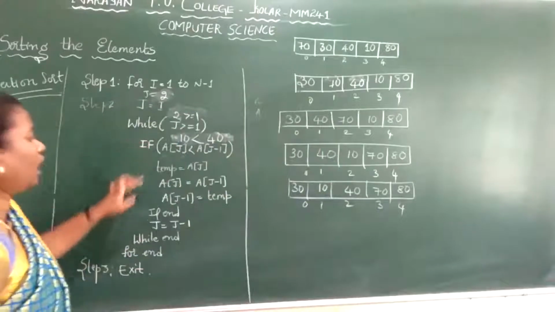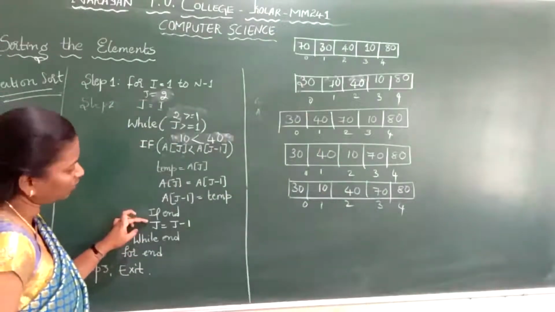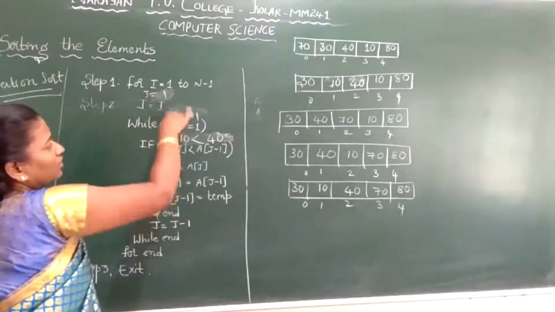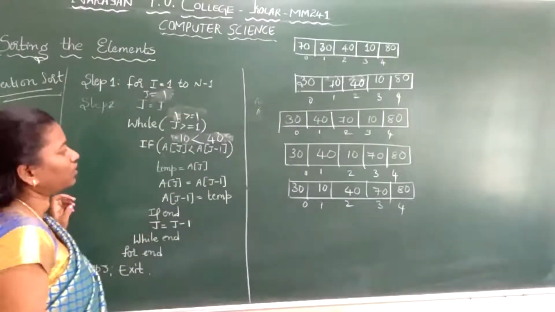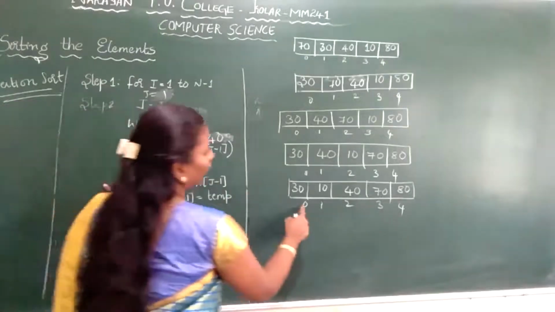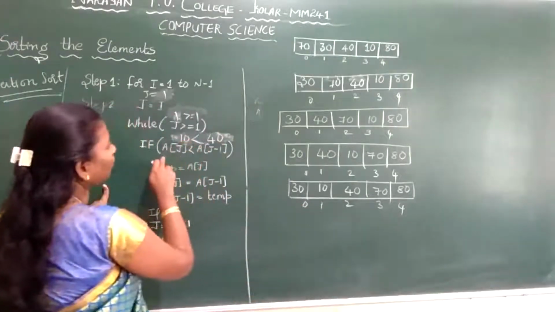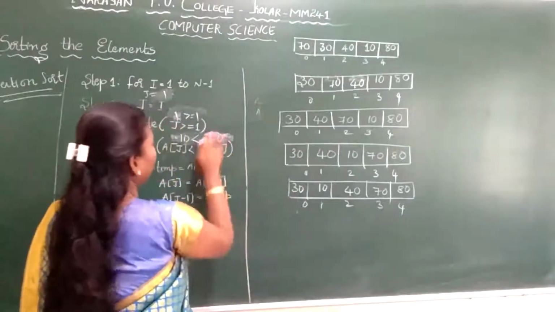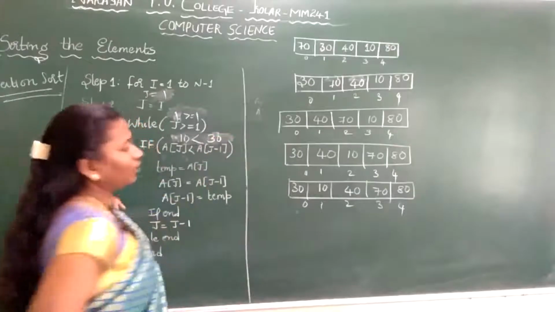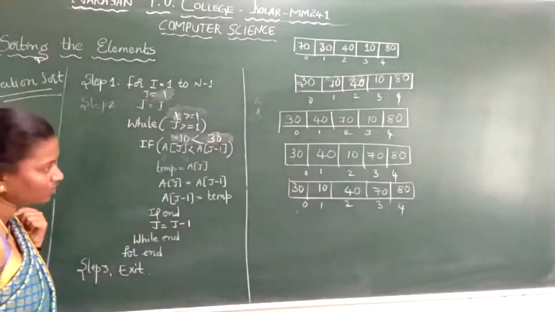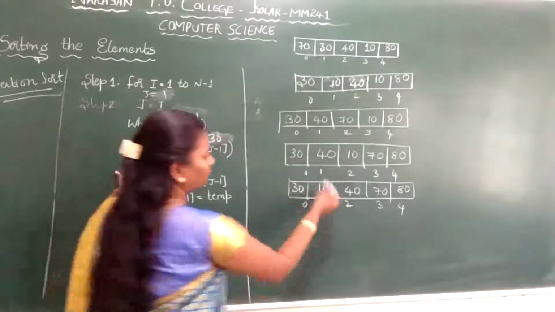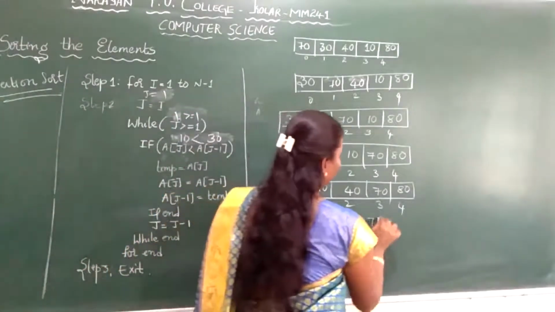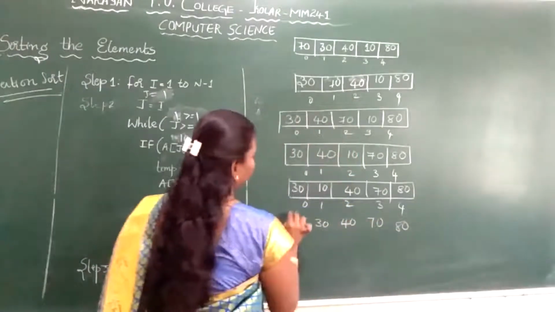Okay. Now again j will become j minus 1, that is 2 minus 1 is 1. Now what is the j value? 1. 1 is greater than or equal to 1. Yes, condition satisfied. Now what is A of 1? A of 1 is 10. Now A of 1 minus 1 is A of 0, that is 30. So 10 is less than or equal to 30. Yes. Again the condition satisfies. Again you need to swap: 10, 30, 40, 70, 80.